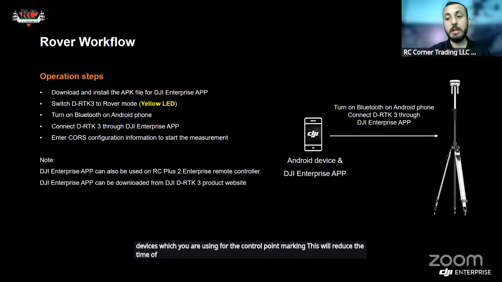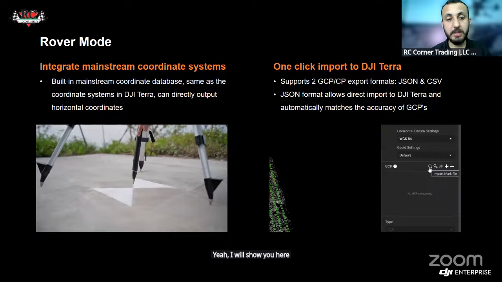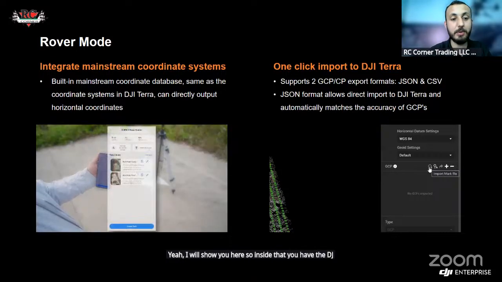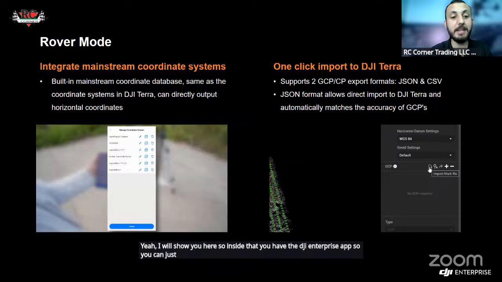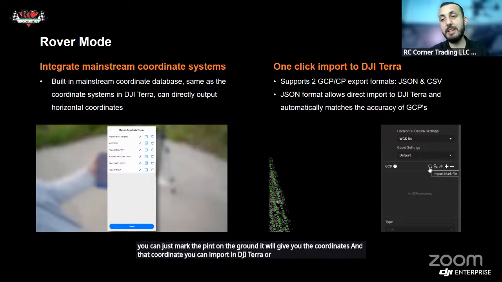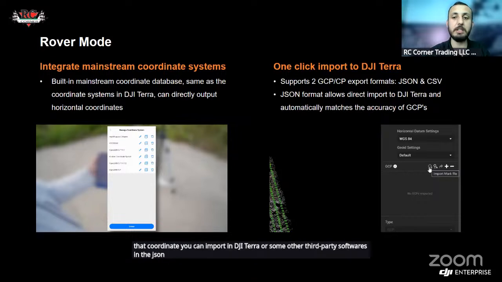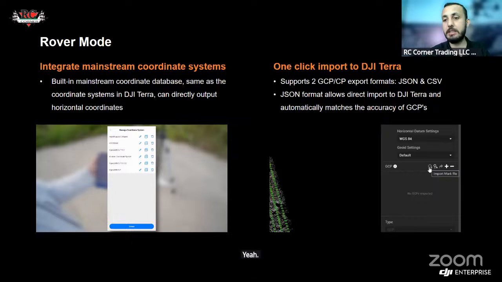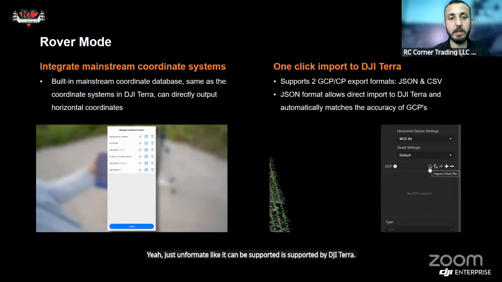And also this one needs to be connected to Android devices through a Bluetooth connection. Inside the Android device, we have the DJI Enterprise app. Yeah, I will show you here. So inside that, you can just mark the point on the ground. It will give you the coordinates, and you can import those coordinates into DJI Terra or other third-party software in JSON or CSV format. Yeah, the JSON format is supported by DJI Terra. Yeah, you can have it.